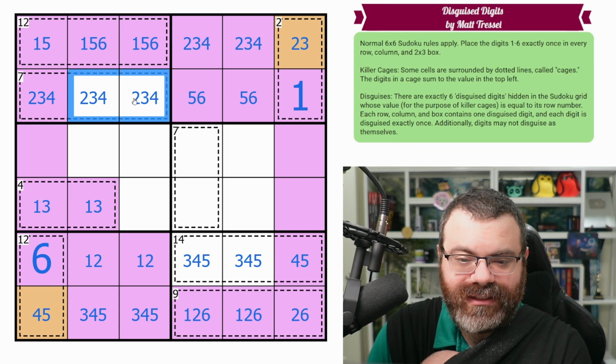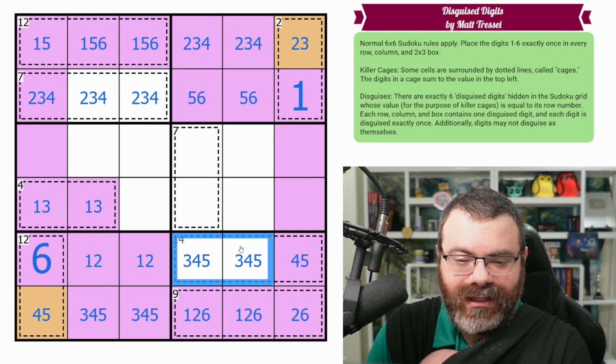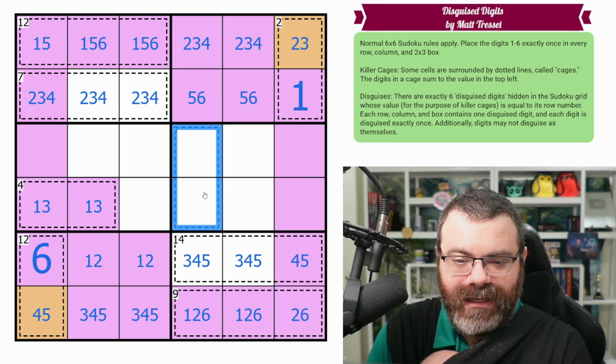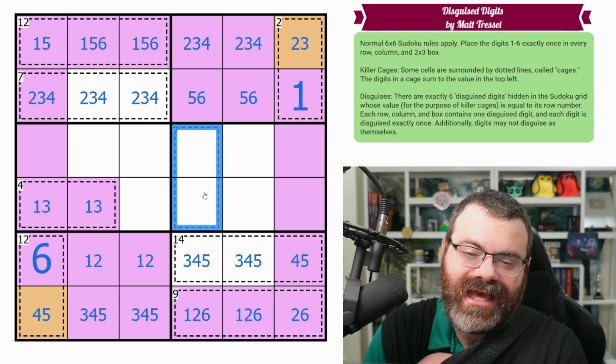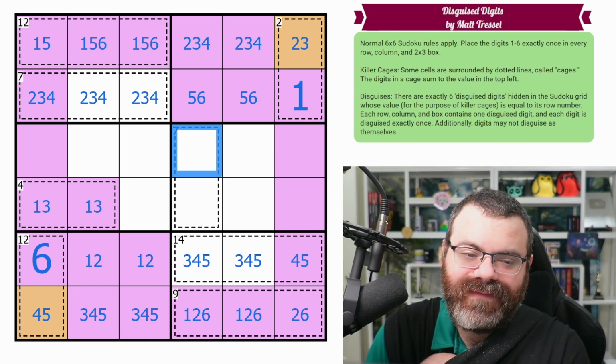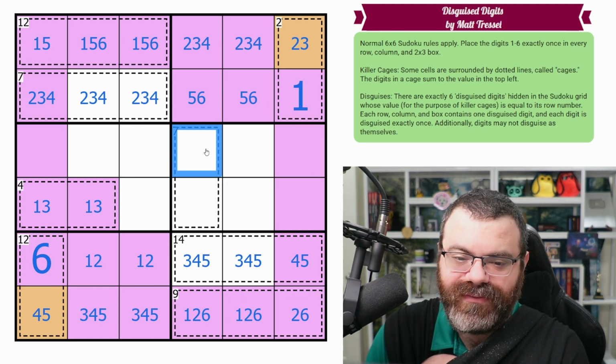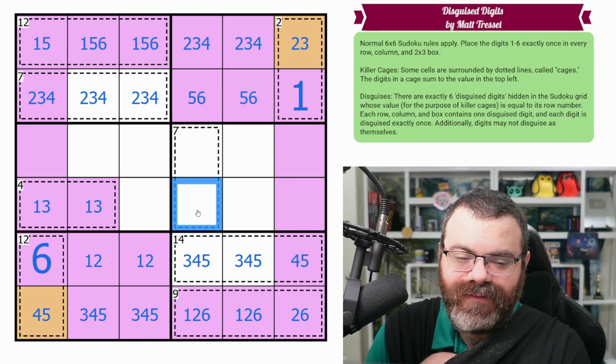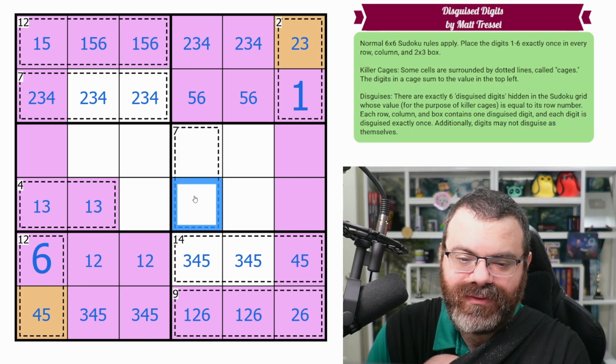So we know there's a disguise in here somewhere. There's a disguise in here somewhere. The 7 cage. So if this was the disguise, it would have a value of 3, and it would go with a 4 here. If this was a disguise, it would have a value of 4, it would have a 3 here.